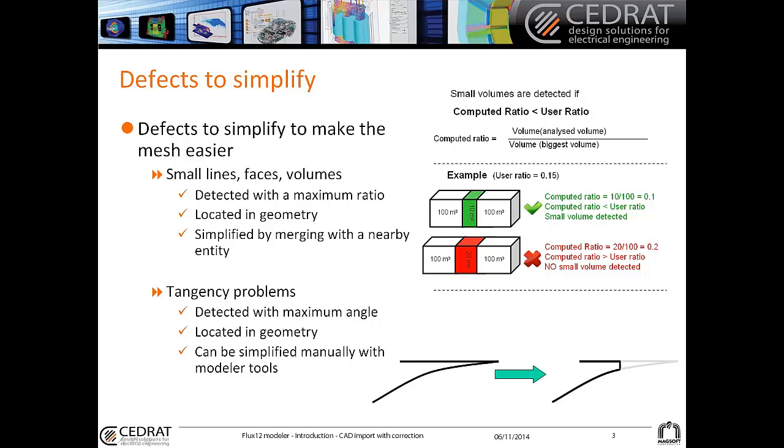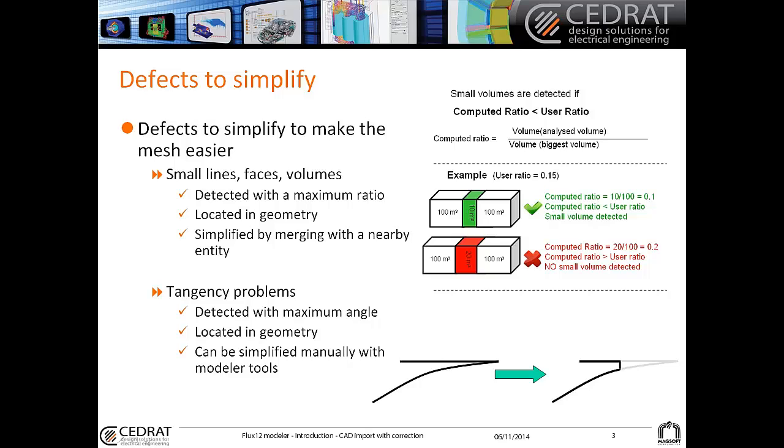After the detection, we can see the defects on the geometry, and we can simplify those defects automatically, and the modeler will merge those small entities with the nearby entities.